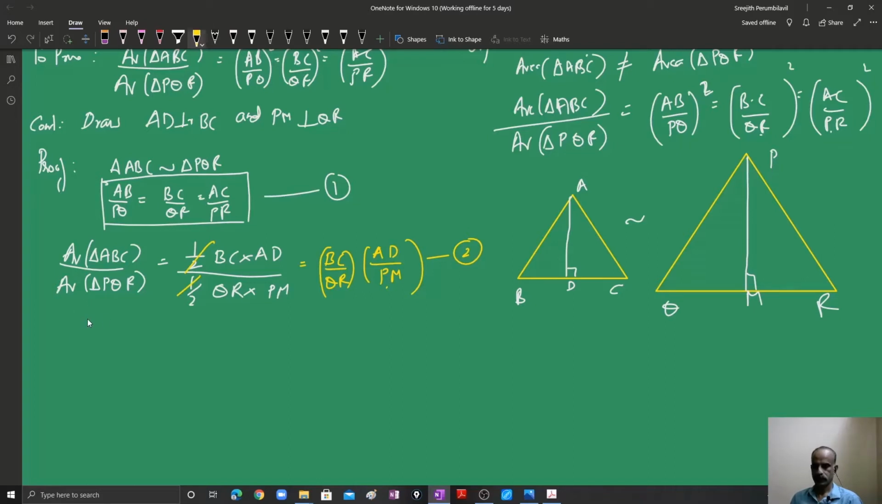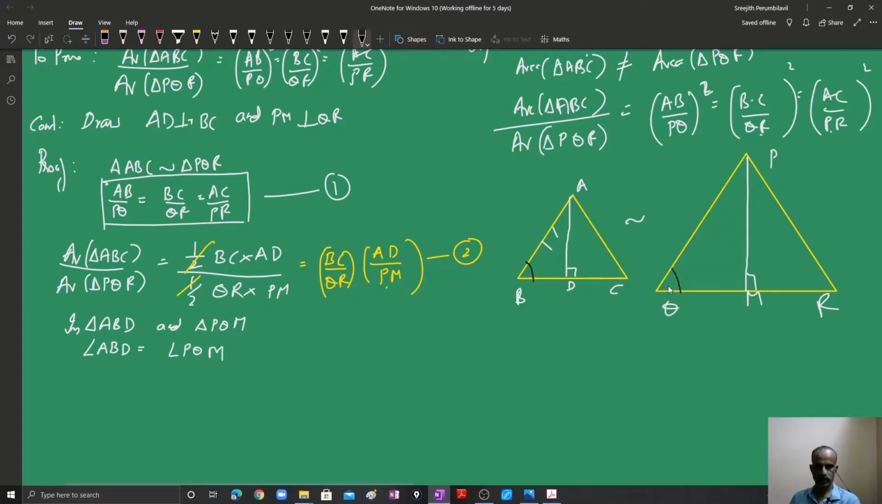Now, when you consider these two smaller triangles, that is the left side triangles, triangle ABD and triangle PQM, we know that angle ABD is equal to angle PQR or PQM. That means these two angles are equal.